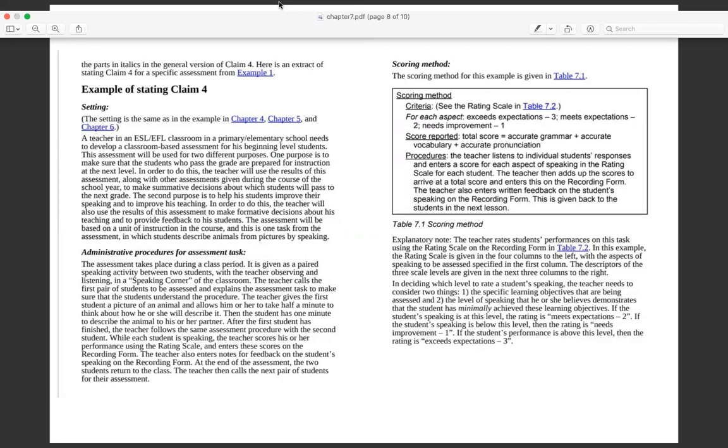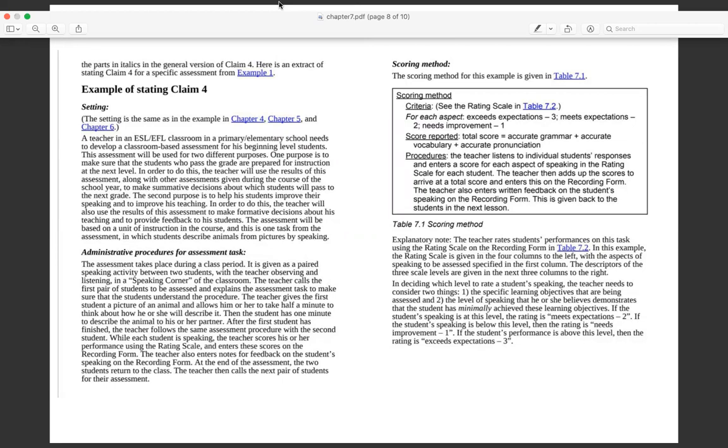Okay, and so for example, he wants to know if some students need feedback, and he wants to know if he can provide students with feedback. The quiz or the assessment is based on a unit of instruction. So it's a unit test, the typical unit test. And the task is very simple because it's level 1. It's describe animals from pictures by speaking.